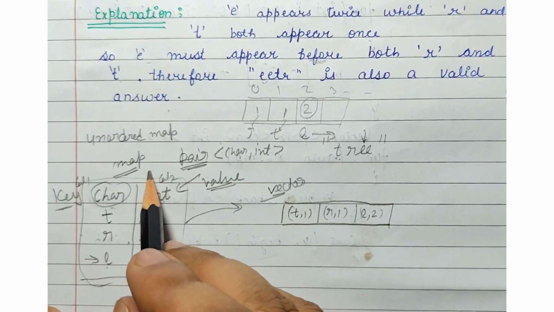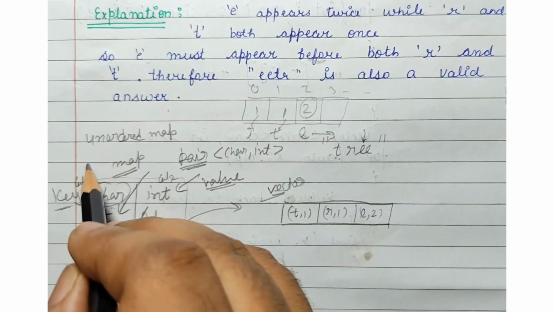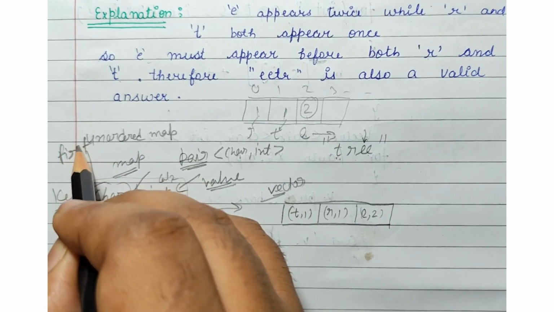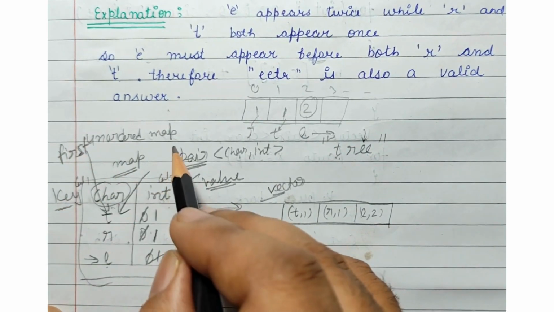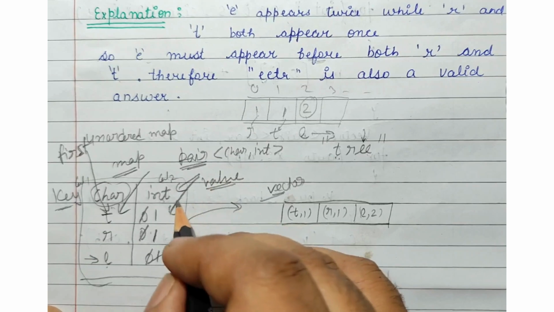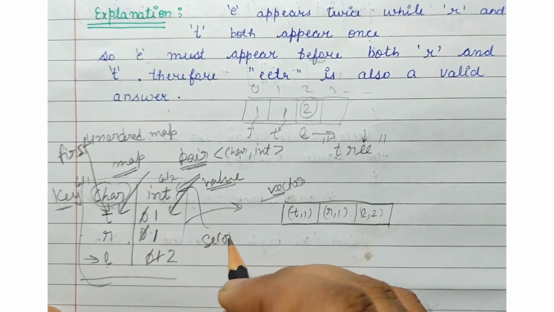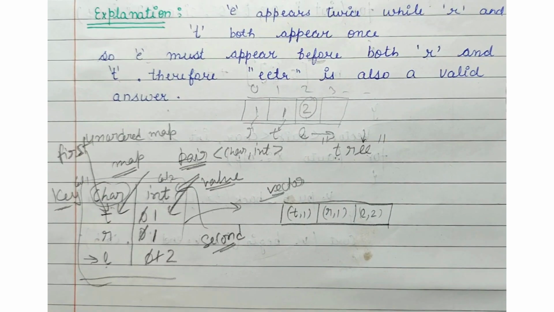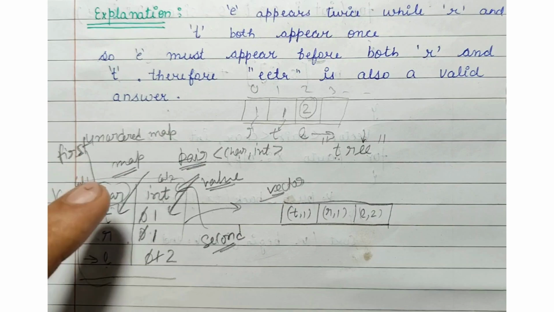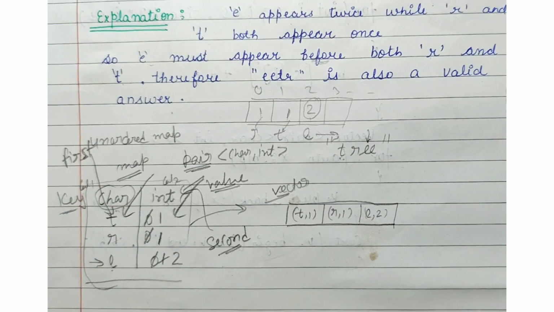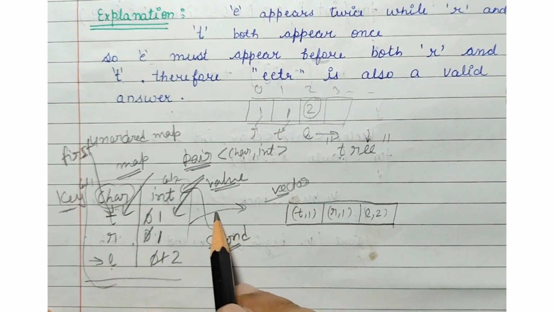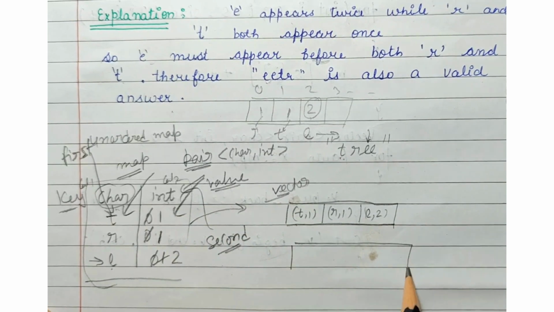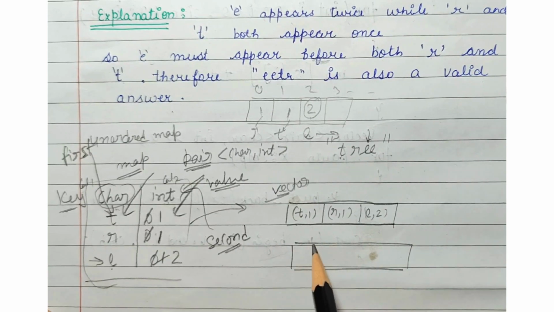The first column is represented by first and the second column is represented by second in a map. In a map, the first column is fetched by first, the second column is fetched by second. Now after transferring these values into a vector, I sort this vector in decreasing order.